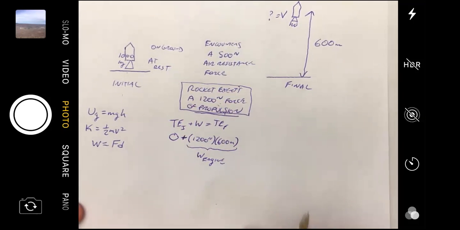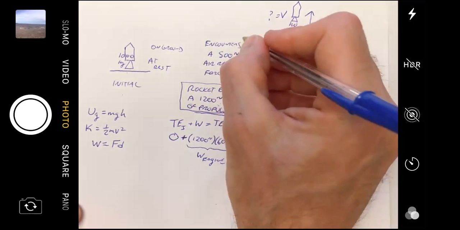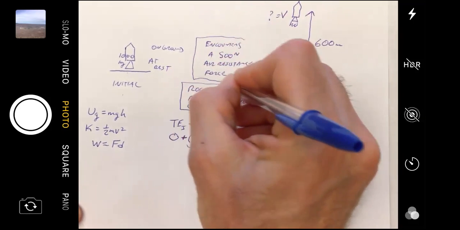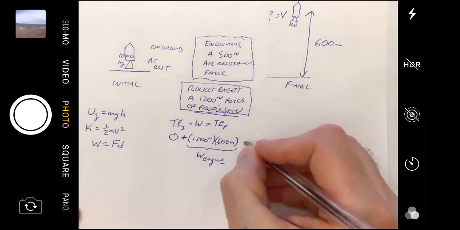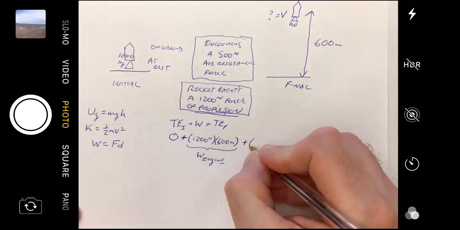All right. Anna, thank you, Annie. Anna, let's now think about what we should write for the work term for the air resistance. Is air resistance putting energy in or taking it out, Anna? It's taking out, so you should do negative 500 times 600. Bingo.